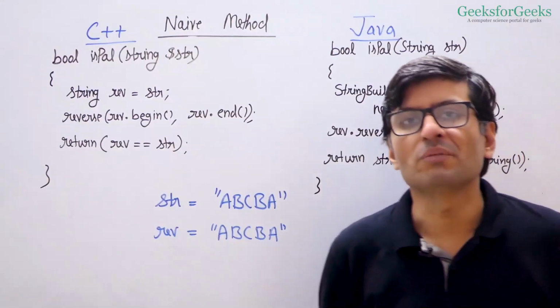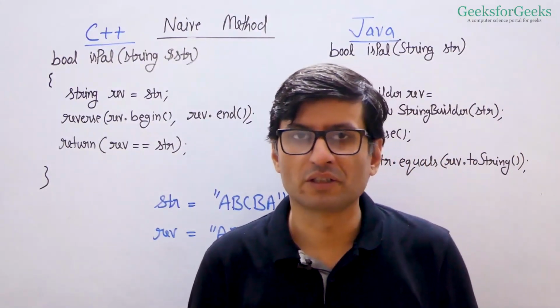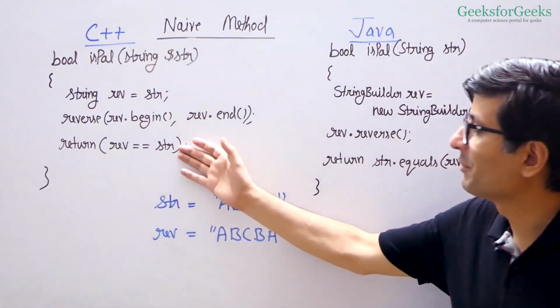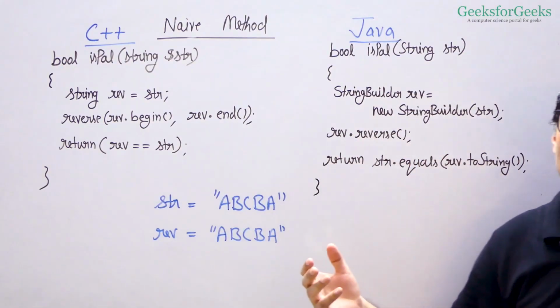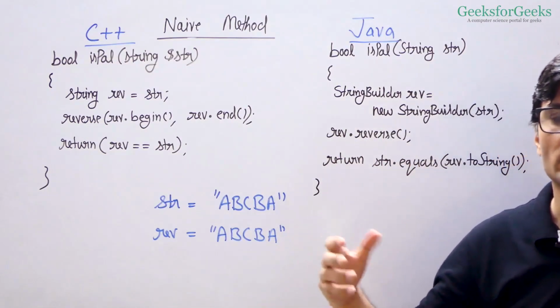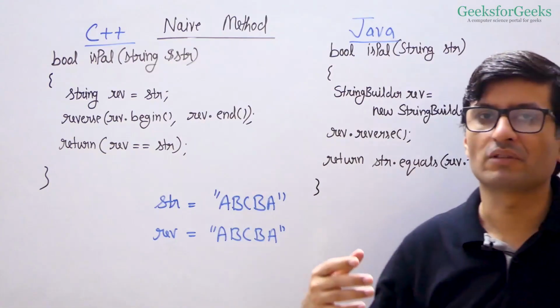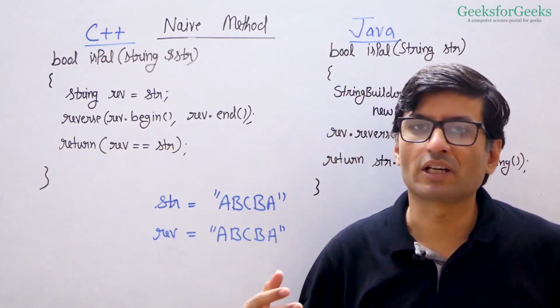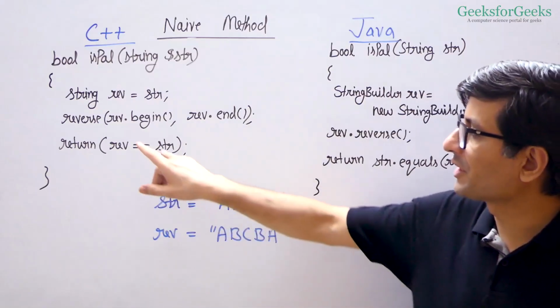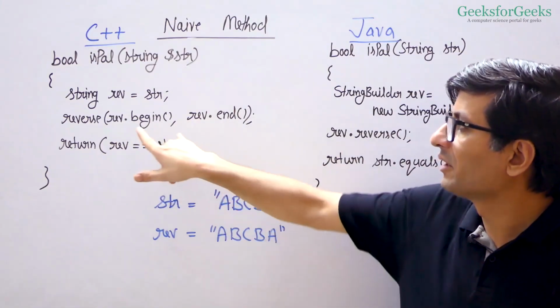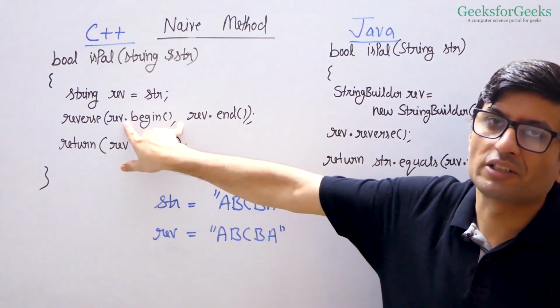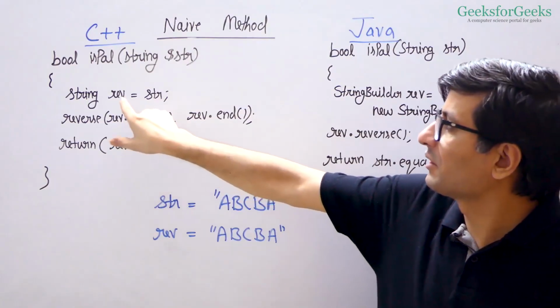Let us now see implementation of the naive method. Here is C++ implementation and this side we have Java implementation. In C++, objects of a string class are mutable and we have reverse function which we can apply on a string. The reverse function takes two iterators. So I have passed begin iterator and end iterator, and the content between these iterators is reversed.